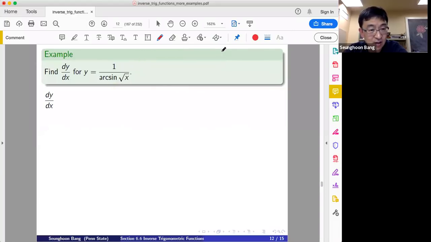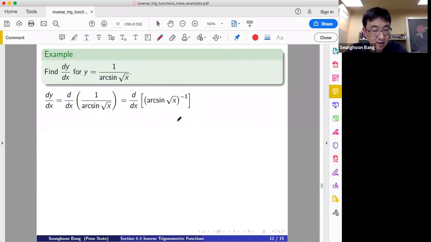Here, how can you find dy over dx? So it is 1 over arcsine of root x, prime. I'm going to change this one to arcsine of root x to the power minus 1. You can use the power rule first. Do you know this one? We have g of x to the power n given. Find the derivative. What's that? N times the inner function g of x to the power n minus 1 times g prime of x.